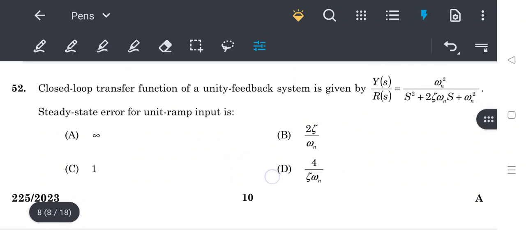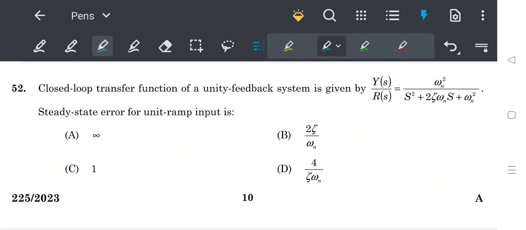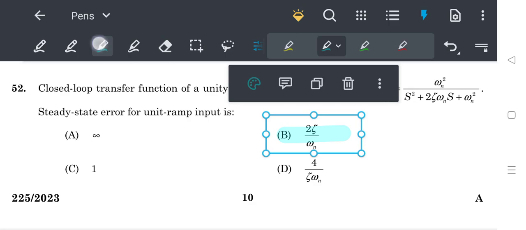The closed loop transfer function of a unity feedback system is given by Y(s)/R(s) = ωn² / (s² + 2ωn s + ωn²). The steady state error for a unit ramp input is: option B is the correct answer.